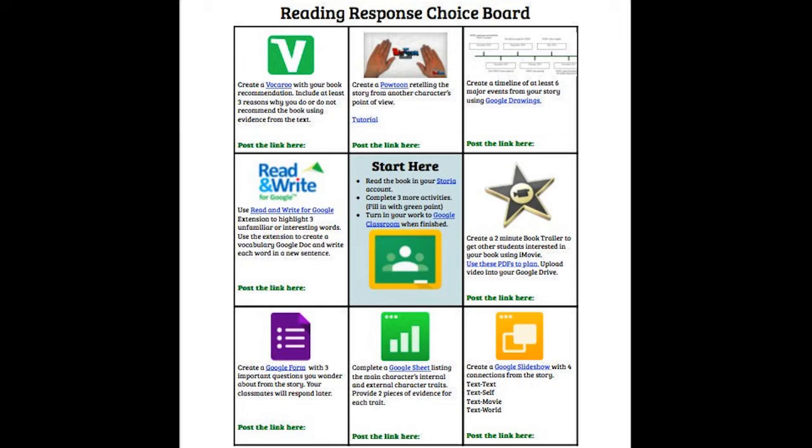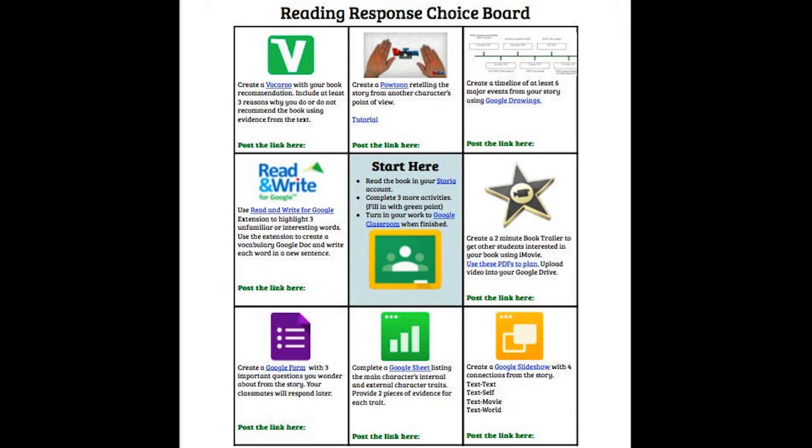So you see there are various technological choices. They could create a Powtoon, which is a program that allows them to create a cartoon. And so it could be told from another character's point of view. And they could create a Google Form that has 3 really important questions that they wonder about the story. So this is allowing them to be inquisitive and to think about creative ways of asking questions about this particular story.